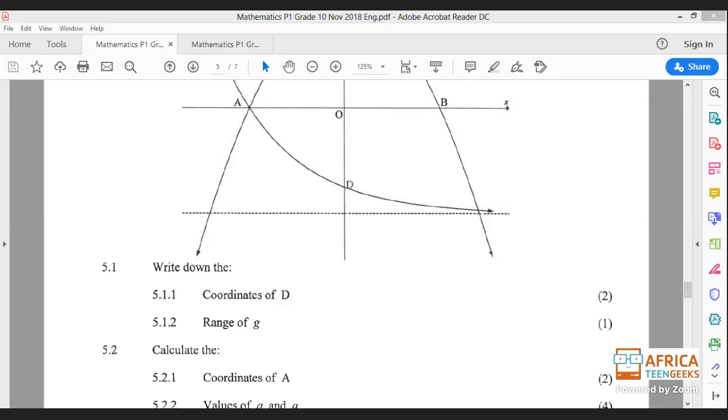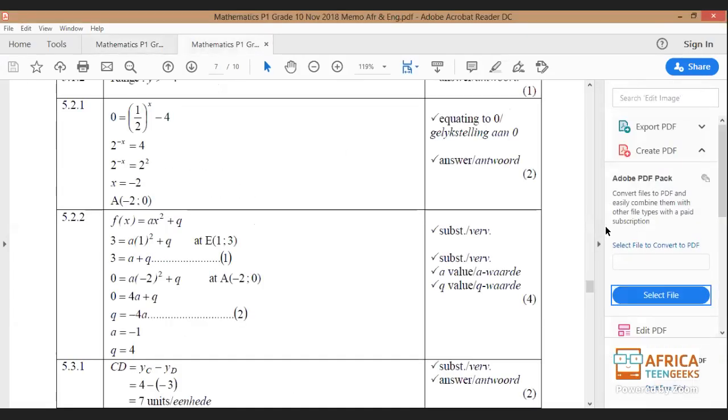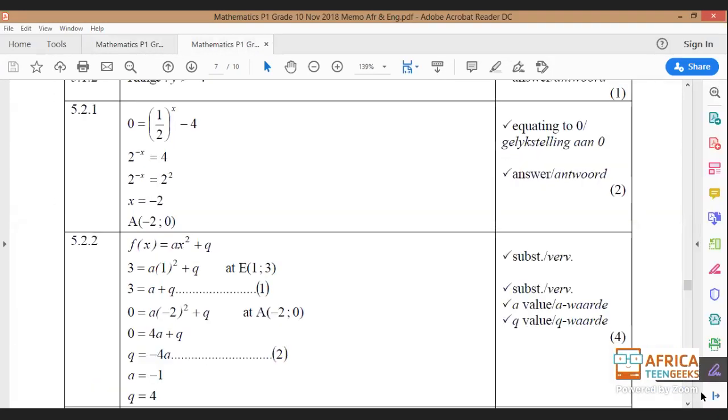So basically, guys, we're still on 5.32, right? We're looking at the equation of a straight line through A and D. So first things first, you must calculate the gradient through A and D. So how do you calculate the gradient? Y over X, right? Perfect. All right. Okay, cool. So if you look here, boys and girls, I'm just going to take you through here.